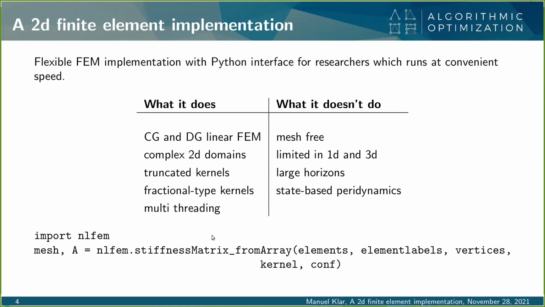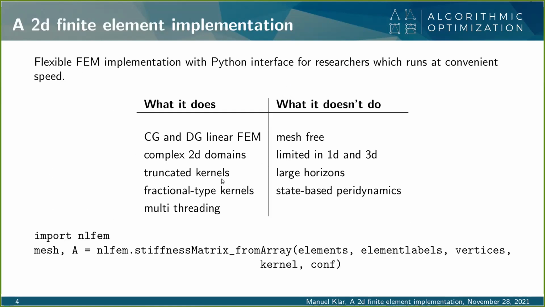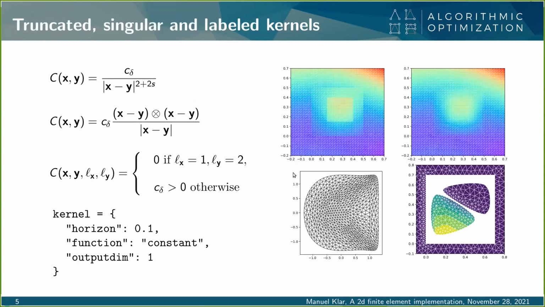And what we look at here is basically a function which generates, from some elements and labels and vertices and some kernel and quadrature rules, which we put into the configuration, a stiffness matrix A. Okay. So examples for the kernels could be, for example, this fractional type kernel, which you see in the first line. And if you put a jump on the right-hand side, for example, you can see in the picture on the right side how it smoothens out this jump.